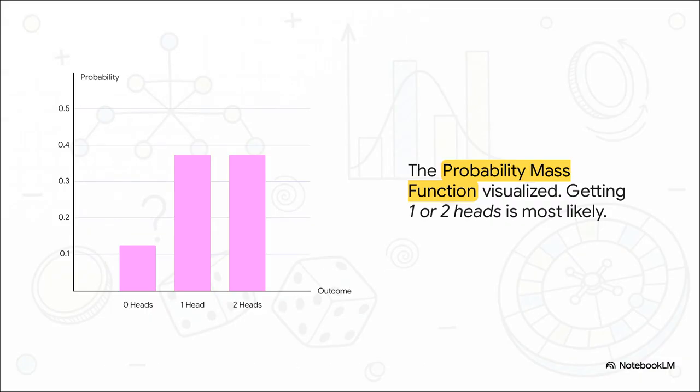And this is where it gets really interesting, when you can actually see the PMF. This bar chart just makes it all click, doesn't it? You can immediately tell that getting 0 heads or 3 heads is pretty rare. All the action is happening around getting 1 or 2 heads. This visual shape of the probabilities is key to understanding how the whole system behaves.